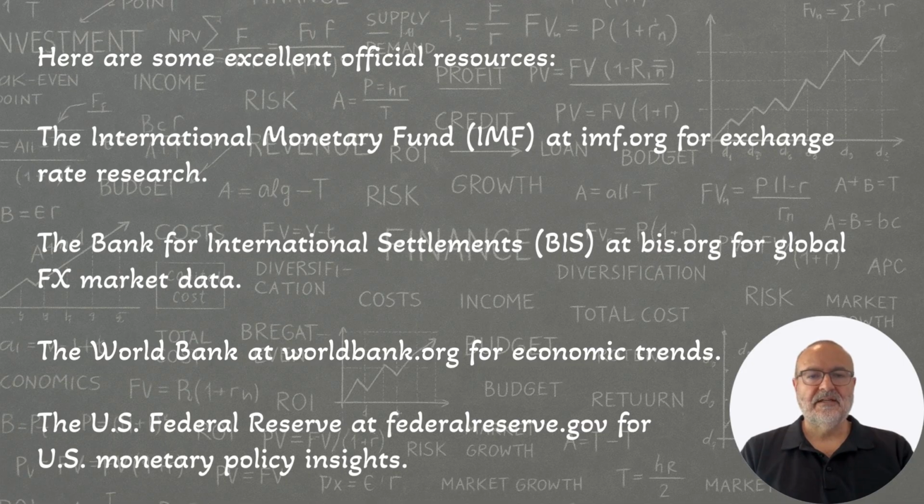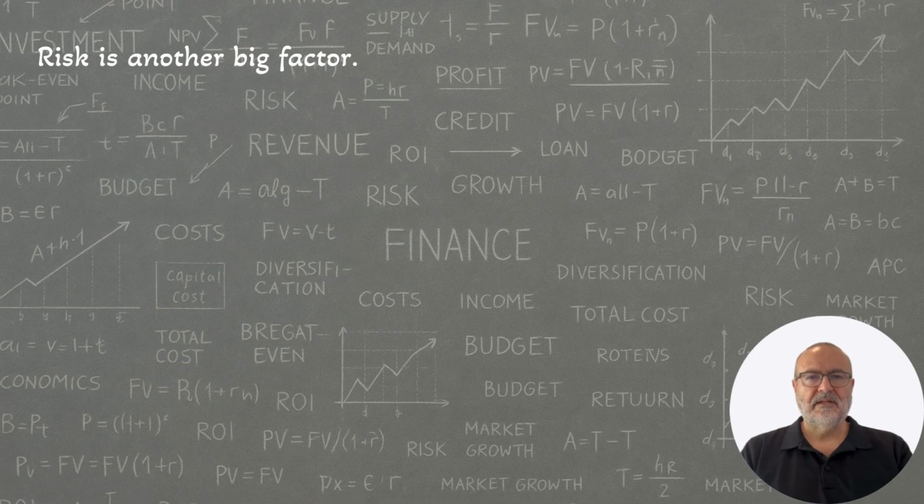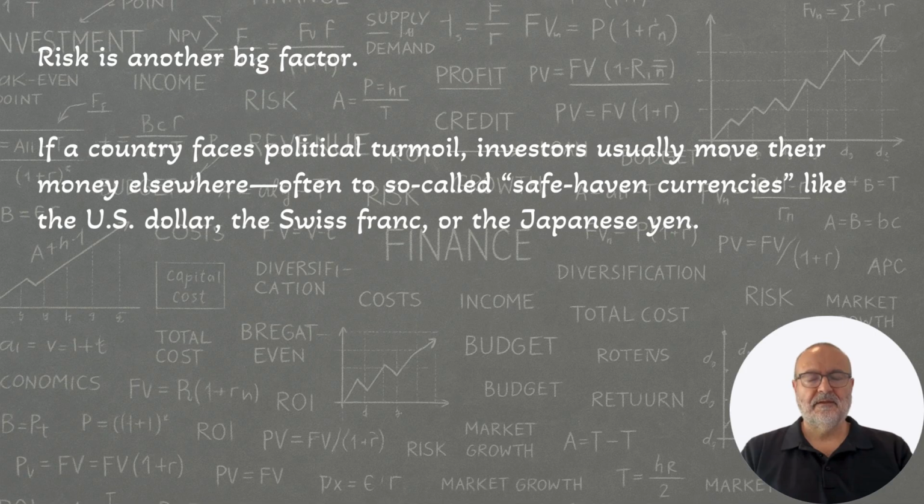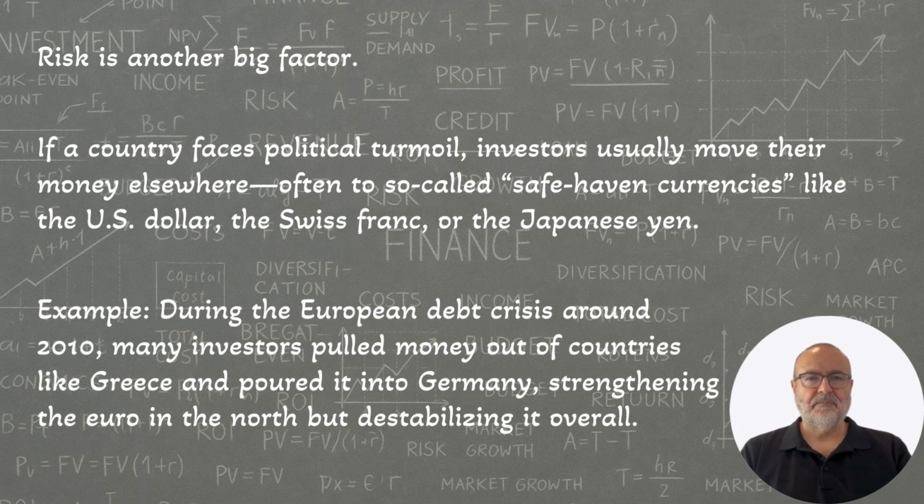Risk is another big factor. If a country faces political turmoil, investors usually move their money elsewhere, often to so-called safe haven currencies like the US dollar, the Swiss franc, or the Japanese yen. For example, during the European debt crisis around 2010, many investors pulled money out of countries like Greece and poured it into Germany, strengthening the euro in the north but destabilizing it overall.